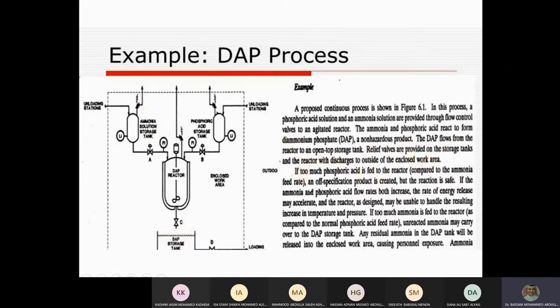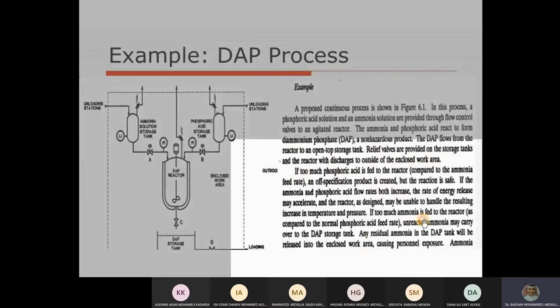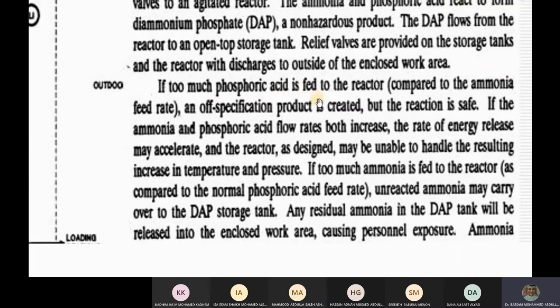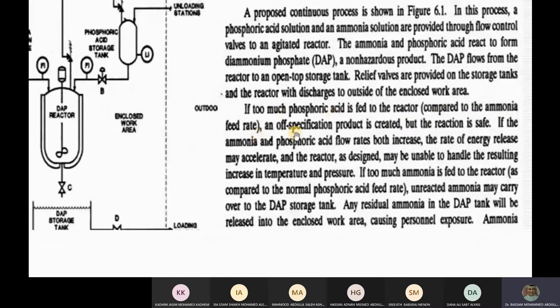If too much phosphoric acid is fed to the reactor compared to the ammonia feed rate, an off-specification product is created. Of course, when you have more phosphoric acid, you don't get the specification of the product that you're trying to achieve, but the reaction is safe. If the ammonia and phosphoric acid flow rates both increase, the rate of energy release will accelerate, oh my god, and the reactor as designed may be unable to handle the resulting increase in temperature and pressure. So if you have more ammonia, you may have a problem.